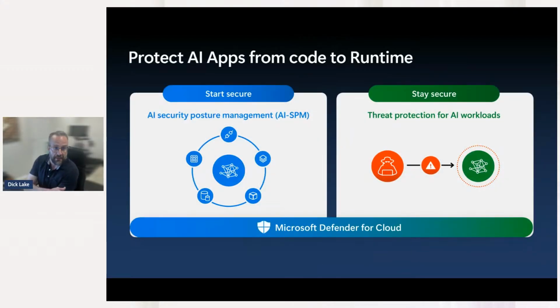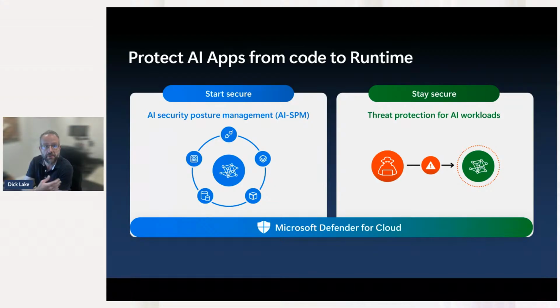On the AI side, we break things into two categories as well. We have start secure and stay secure. When we're talking about these two things, our AI posture management aligns with this start secure pillar, and the threat protection is in our stay secure.